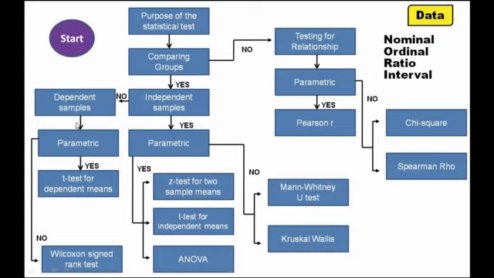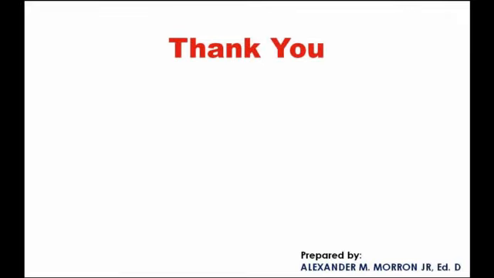And for one group, for parametric, we do have T-test for dependent means. And for the non-parametric, we do have Wilcoxon Signed Rank Test. On the other hand, for testing relationship, we do have Pearson R for parametric and chi-square and Spearman Rho for the non-parametric. I hope that you were able to get some information or learn something from my discussion.